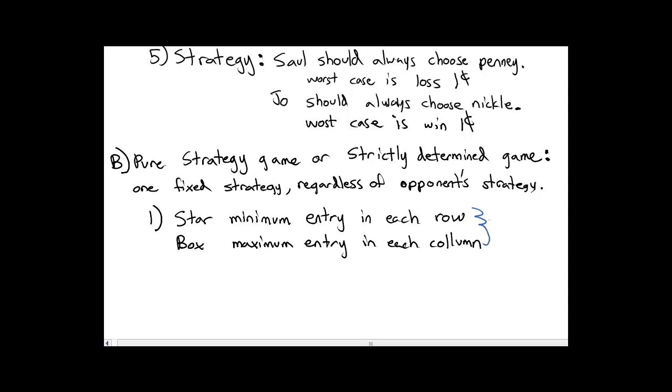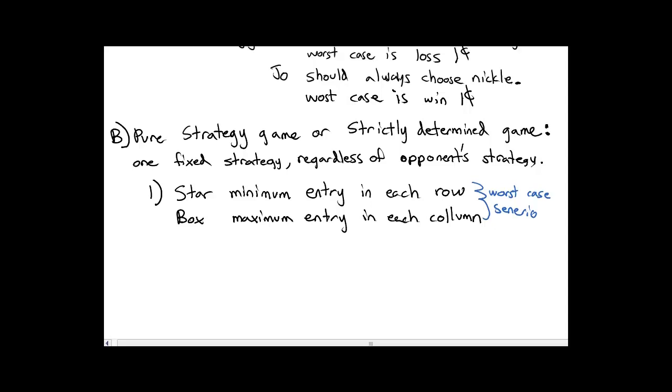What we're finding is the worst case scenario. And if we protect against that, we're going to create a best case scenario for ourselves. What we're looking for is when the starred entry and the boxed entry overlap with each other, because that's going to be the best choice for each player.